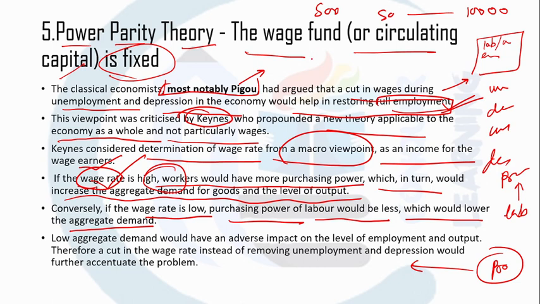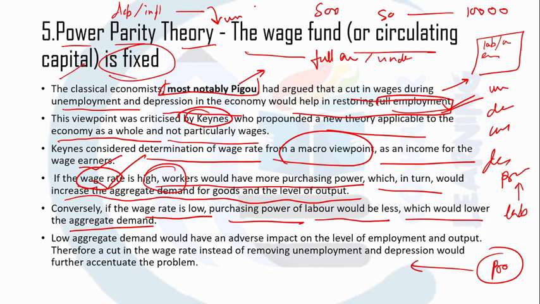Keynesian ka kehna tha ke full employment jaisi cheez koi hoti nahi hai. Full employment is not at all possible. Something which is possible is called as underemployment. Ab ye underemployment kya hai? Jab long run mein depression aur inflation aata hai, jaise abhi COVID ke time pe, what happened? People are not having the job, so they go for underemployment. Matlab woh aisa bhi kaam karte hain jo unke salary ke hisaab se, unke qualification ke hisaab se nahi hai, ya unke position ke hisaab se nahi hai.